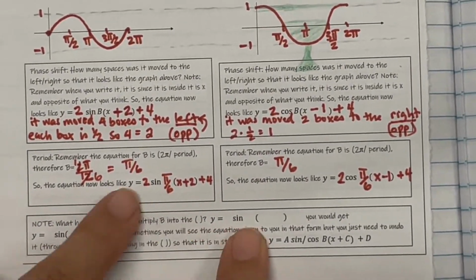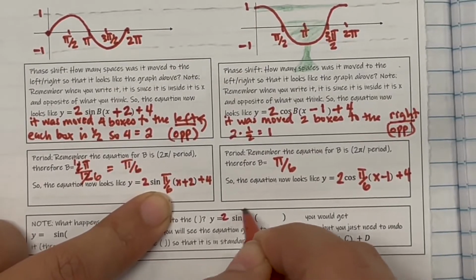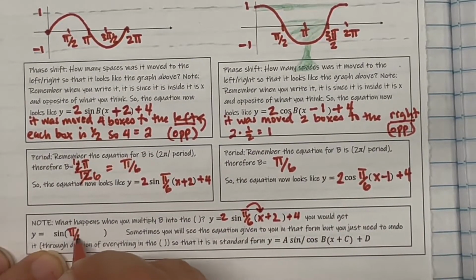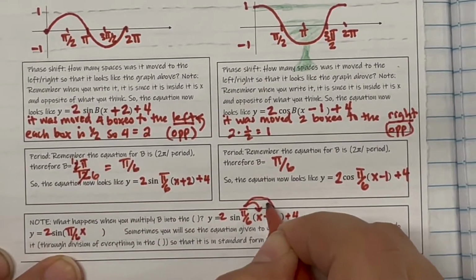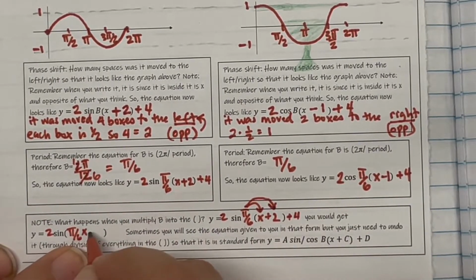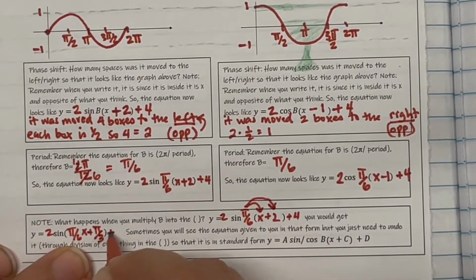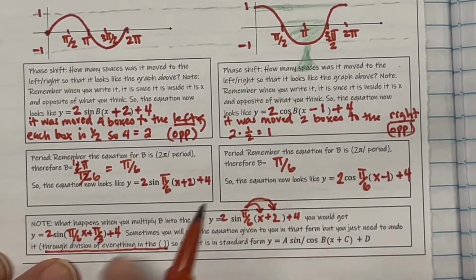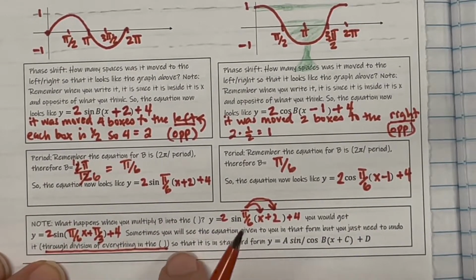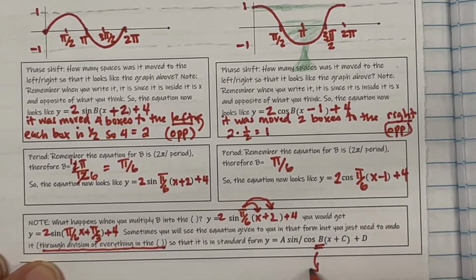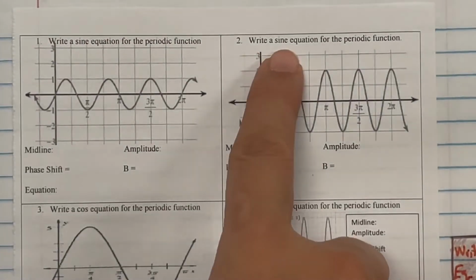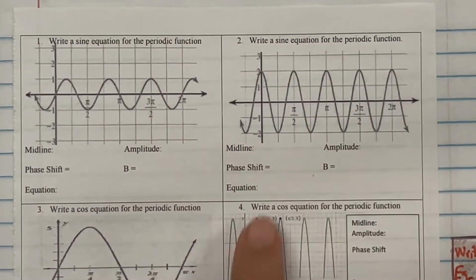All right, so note what happens when you multiply b into the parentheses. So let's go ahead and do that. I'm going to write down the sine equation and multiply it in. I'm going to get pi over 6x plus pi over 6 times 2, which is pi over 3, plus 4. Notice sometimes you look at an equation like this, you have to first write it in standard form by dividing everything by that pi over 6. So very important that b is outside. It must be outside when you're dealing with the phase shift. I'm going to do half the examples and then you're going to try some.